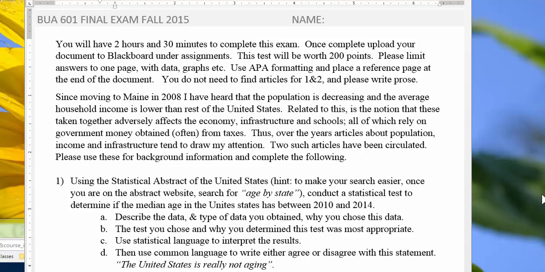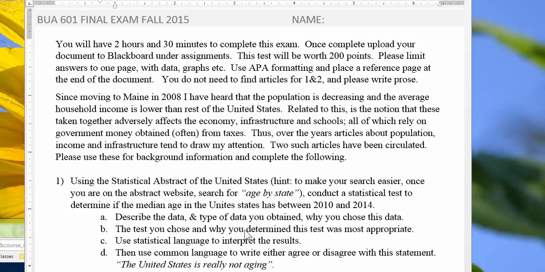Since moving to Maine, I've heard that the population is decreasing. And so how would I be able to test that? So using the statistical abstract, and then I kind of tell you where to go. Conduct a statistical test to determine if the median age in the United States has changed between 2010 and 2014. You have to describe the data. You have to test what you were trying to test and tell me if it worked or not.